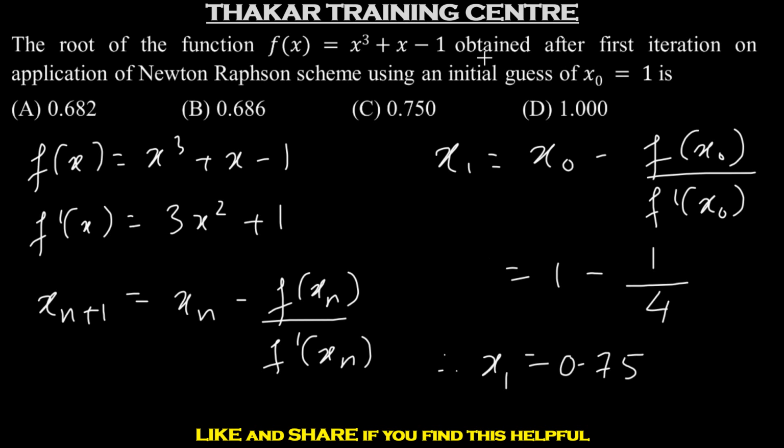That is what we are asked. What is the root obtained after first iteration? So the answer is option C.